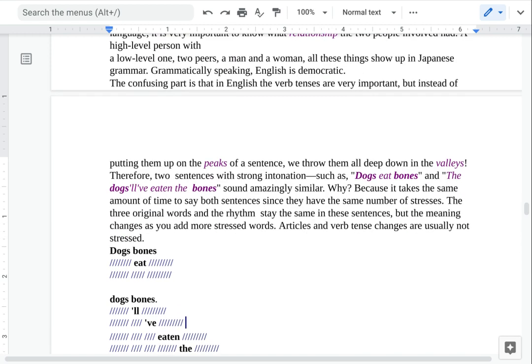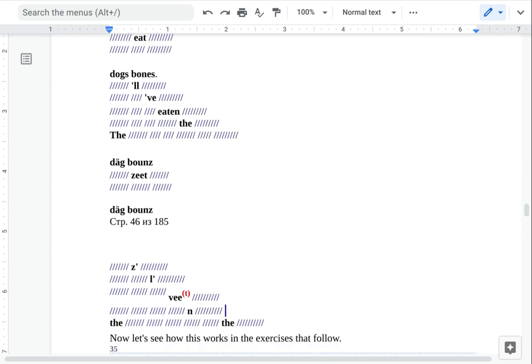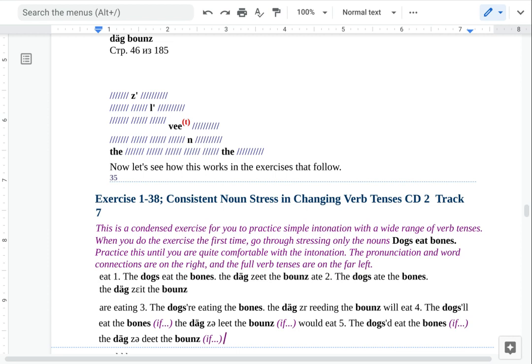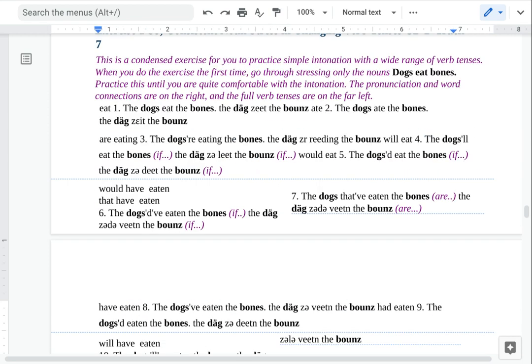Exercise 138. Consistent noun stress and changing verb tenses. This is a condensed exercise for you to practice simple intonation with a wide range of verb tenses. When you do the exercise the first time, go through stressing only the nouns: dogs eat bones. Practice this until you're quite comfortable with the intonation. The pronunciation and word connections are on the right, and the full verb tenses are on the far left.